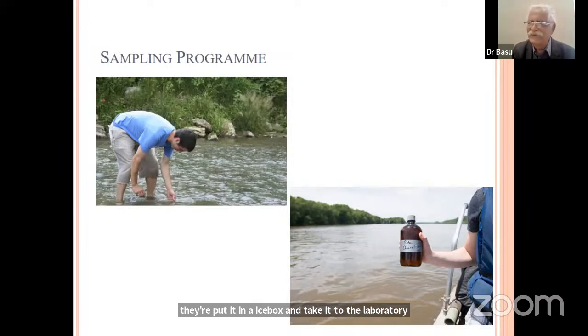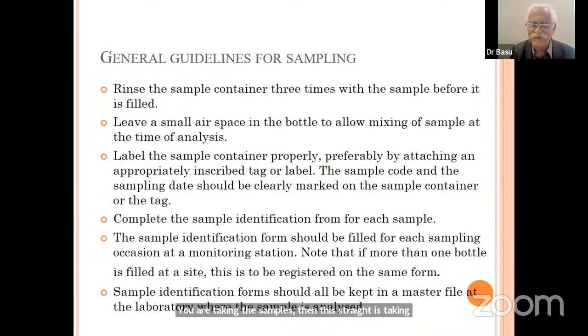Before that, they measured pH, color, conductivity and temperature, all in situ. In situ means they measured within the river. Some of the parameters they take to the laboratory to measure. This is our sampling program, right? A painstaking program. If you say a 2,650 kilometer river, and you take samples after every 10 kilometers, then this stretch takes another 1 to 1.5 months. So these are the guidelines I have given on how it is done. I have talked to you.